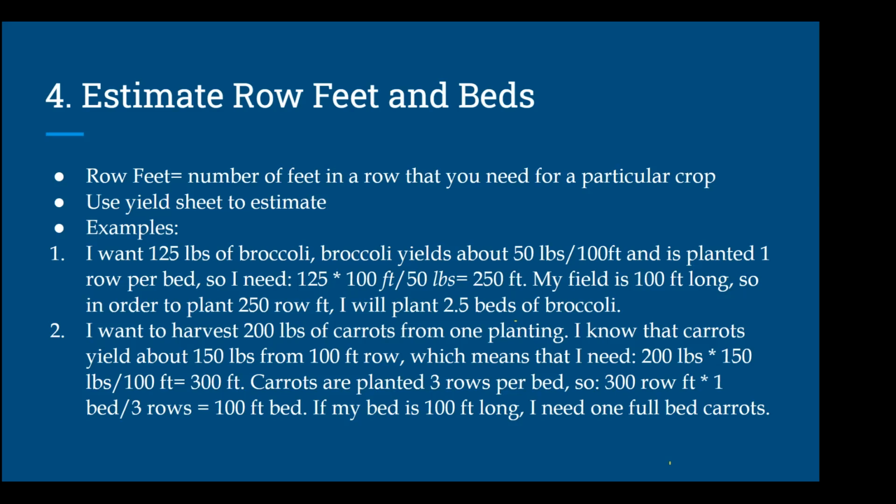Another example with carrots: say you want to harvest 200 pounds of carrots from 1 planting. I know that carrots yield about 150 pounds from a 100-foot row, which means that I need 200 pounds times 100 foot divided by 150 pounds equals 133 foot. Carrots can be planted in 3 rows per bed. So 300 row feet times 1 bed divided by 3 rows, if my bed is 100 feet long, I need 1 full bed of carrots.